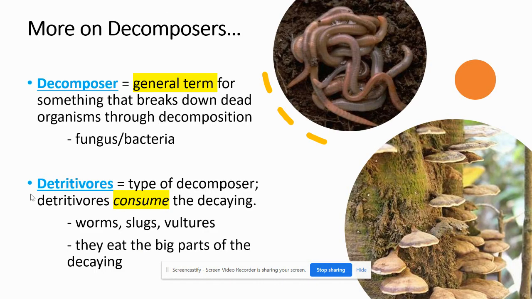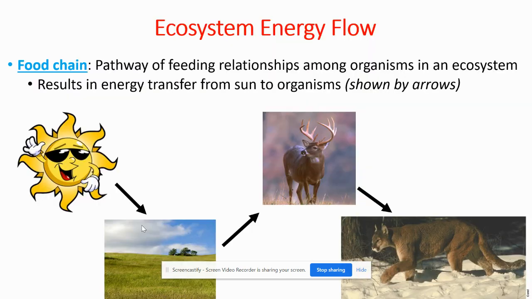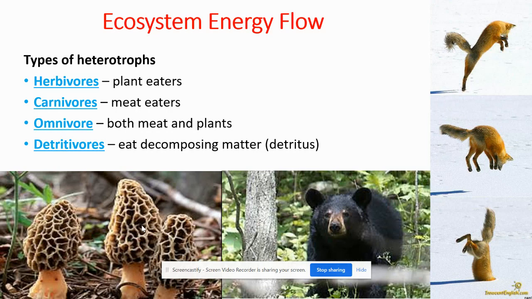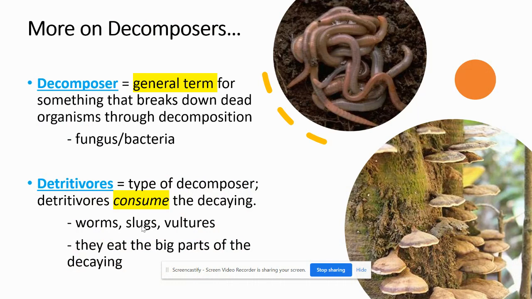A little clarification on what a detrivore is. A decomposer is a general term for something that breaks down dead organisms through decomposition. So generally, worms, slugs, fungus, bacteria, they're all decomposers. Detrivore is a little more specific in that they're consuming the decaying. So vultures would be a detrivore, worms, slugs. So they're eating the big parts of the decaying. So actually, if we look back at this, the morel mushrooms here would be decomposers, but not necessarily detrivores.